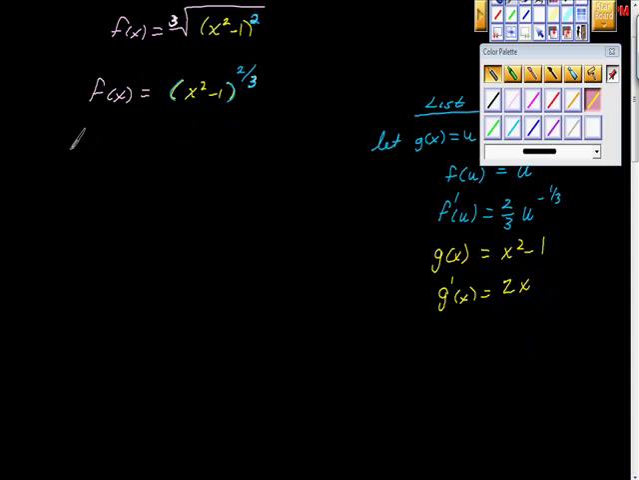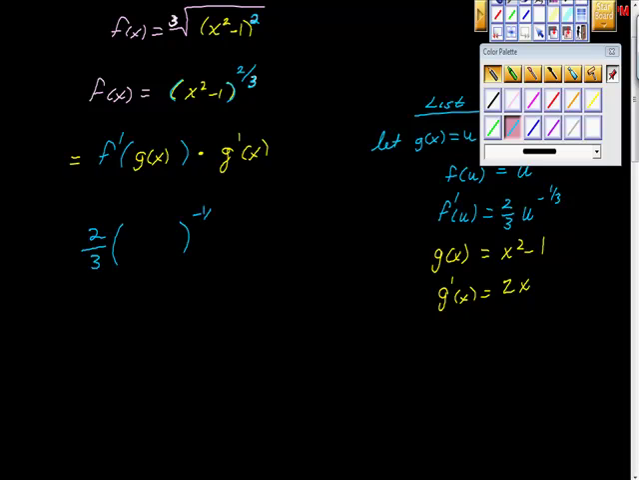Now I'm just going to go back and build, right? Remember that our derivative is equal to f prime at g of x times g prime at x, right? So all I have to do here is fill in the blanks. So I'm going to go back and fill in the blanks here. F prime at u is 2/3 to the negative 1/3 power of this, so x squared minus 1 times 2x.